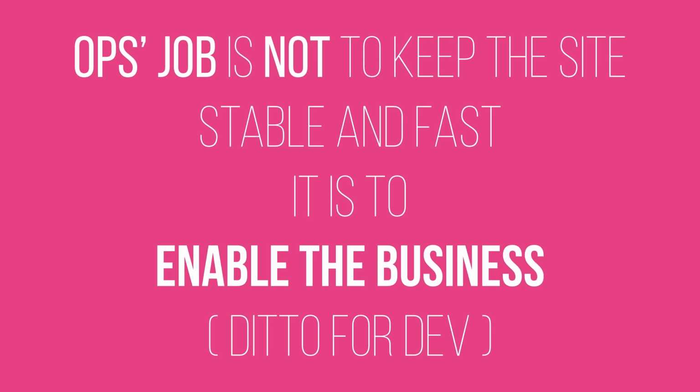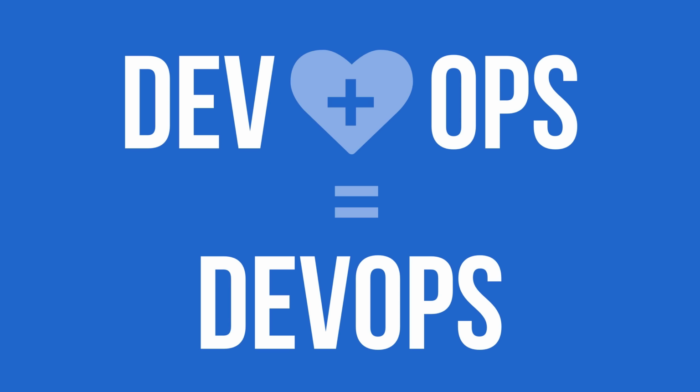And what they said in this presentation is that ops' job is not to keep the site stable and fast. It is to enable the business. And the same is true for dev. Everyone has the same job. The job is to enable the business. And so DevOps is basically where dev meets ops. And there's a little bit of QA in there too.